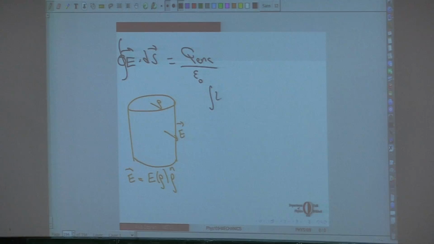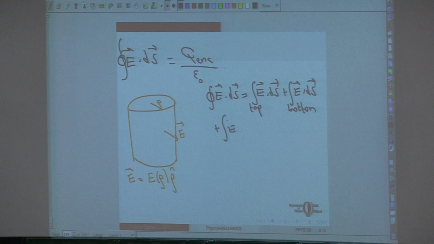Now let's consider this integral, E dot ds, over this closed cylinder with the top and the bottom parts. Now this has contributions from the top, it has contributions from the bottom, and it has contributions from the side. I'm imagining this closed cylinder, top and bottom closed, so in principle I receive contributions from everywhere: from the top, from the bottom, from the sides.